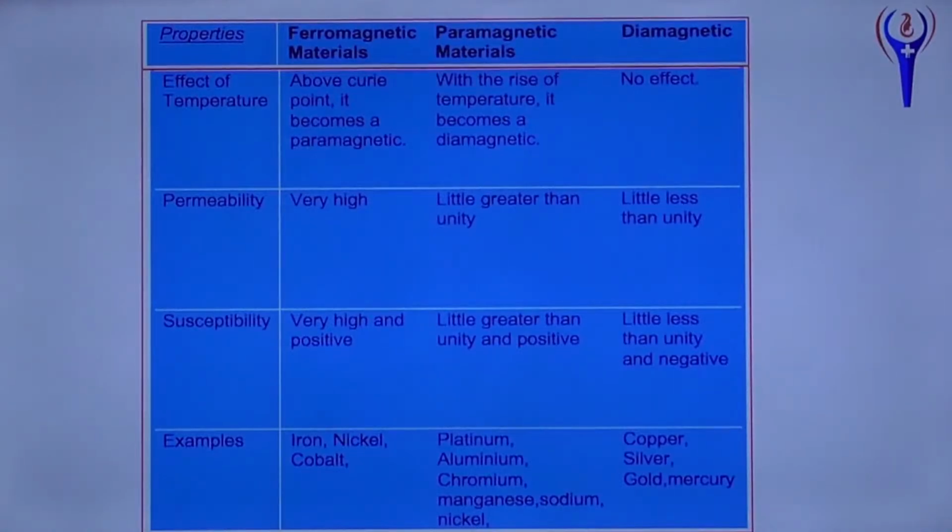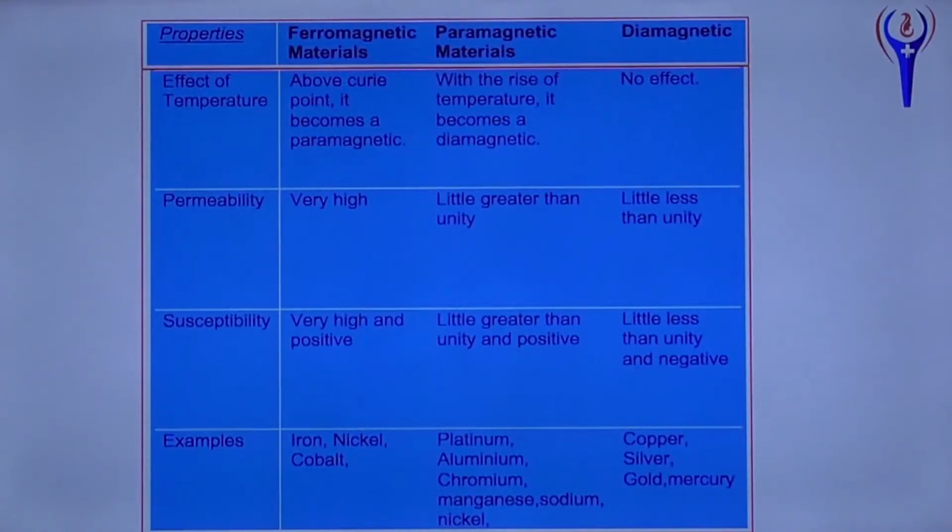Effect of temperature: a ferromagnetic material above the Curie point, or Curie temperature, becomes paramagnetic. That is, if you heat a ferromagnetic material and increase its temperature, there is one particular temperature for each ferromagnetic material. When it reaches that point, the ferromagnetic material is converted into paramagnetic material. So that is the actual definition of Curie temperature. What is Curie temperature? Curie temperature is the temperature at which a ferromagnetic material is converted into a paramagnetic material.